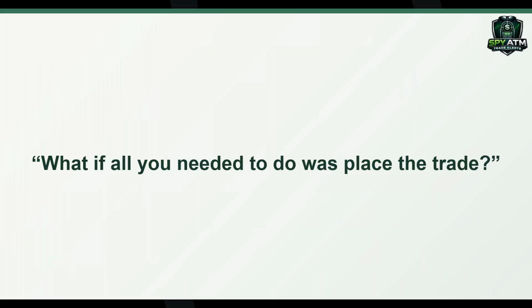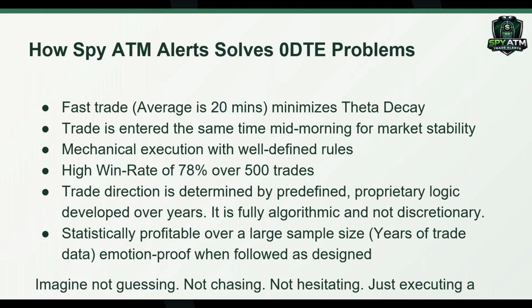And you can do this and still make 100% a year on your account according to our previous results. Obviously, that doesn't necessarily mean going forward it would be, but the previous results have been very, very good. And so the SPY ATM alert solves a lot of the problems we were just talking about, in that it's a fast trade. Typically the average is 20 minutes. So I actually call it 20% in 20 minutes.